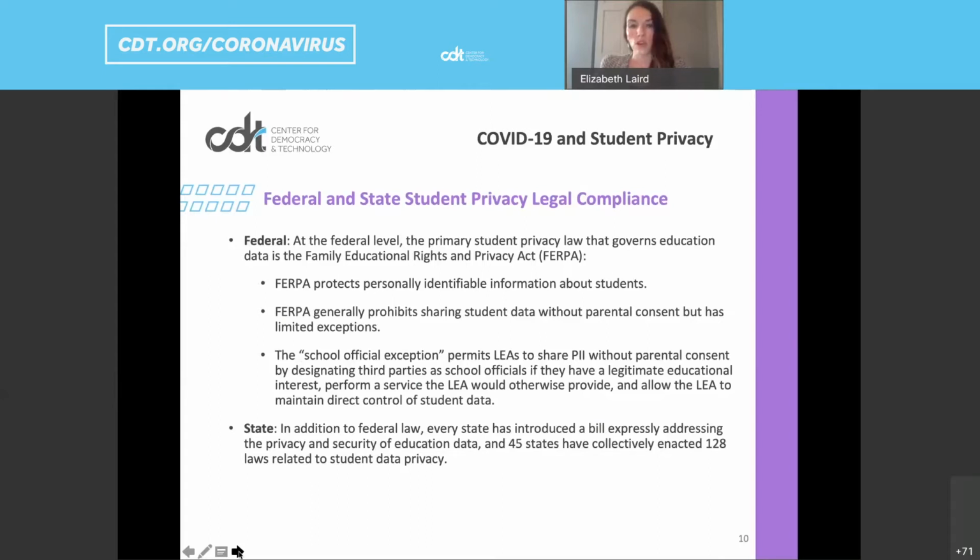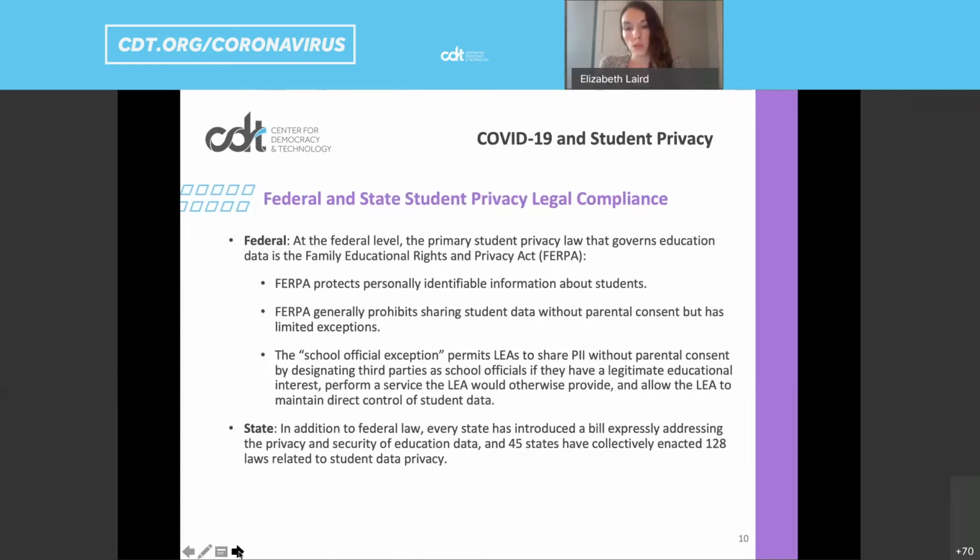The structure of the law is that it generally prohibits sharing student data without consent, but it does have limited exceptions. And when you hear about a school district contracting with a vendor or using video conferencing or using Google Classroom, they are most likely using one of those limited exceptions. The one that is most commonly invoked as it relates to sharing data with a third party without consent is the school official exception.